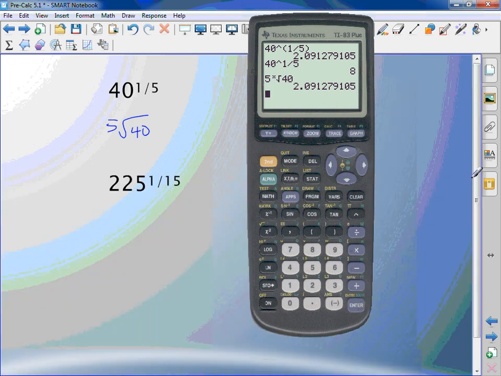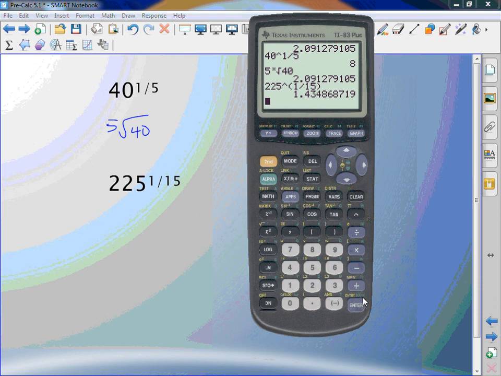How about this one? 225 to the 1/15th power. See if you can do it both ways. First way, the easy way: 225 to the 1/15th. I can't stress this enough. Be careful with the parentheses. Something dumb's going to cost you points. 1.435. The other way, I just type 15 math 5 to 225. 1.435.